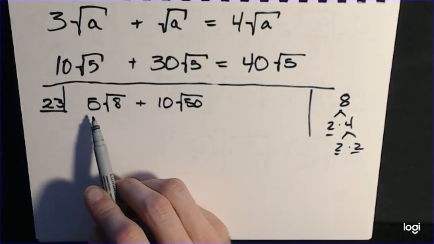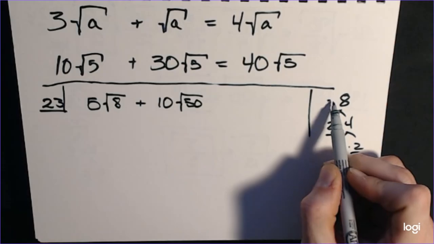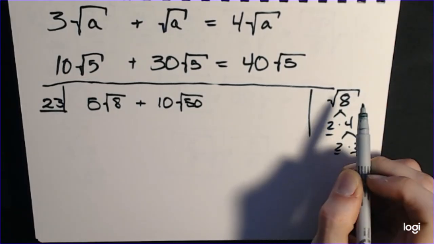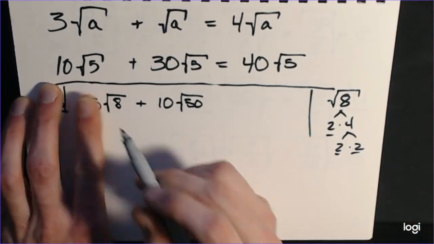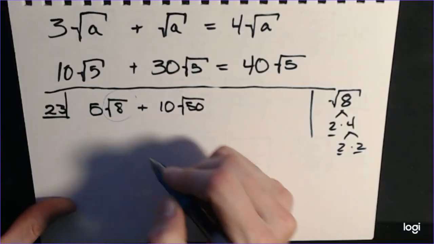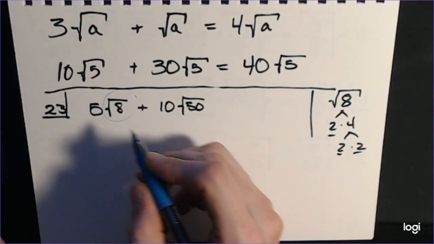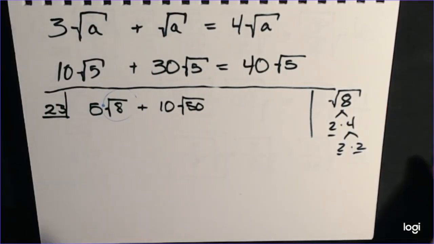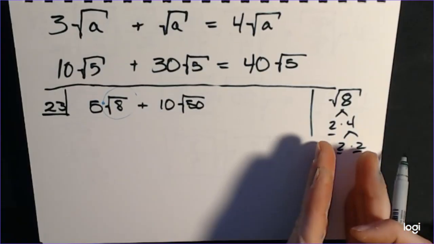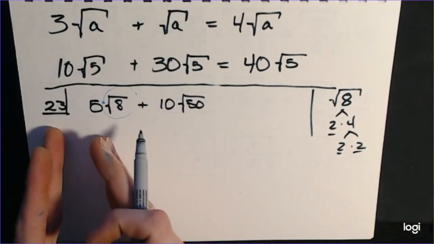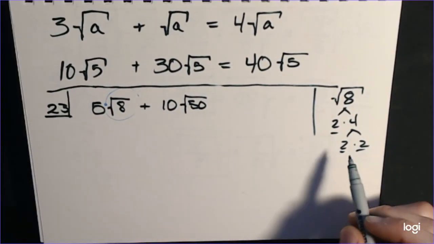Okay, but wait, hold on. We have this 5 out here. So, what I want to remind everyone is that what we're doing over here is we are just simplifying just this part of it right here. This 5 is multiplying by the square root of 8. So whatever we simplify this to, that 5 is going to multiply by it.